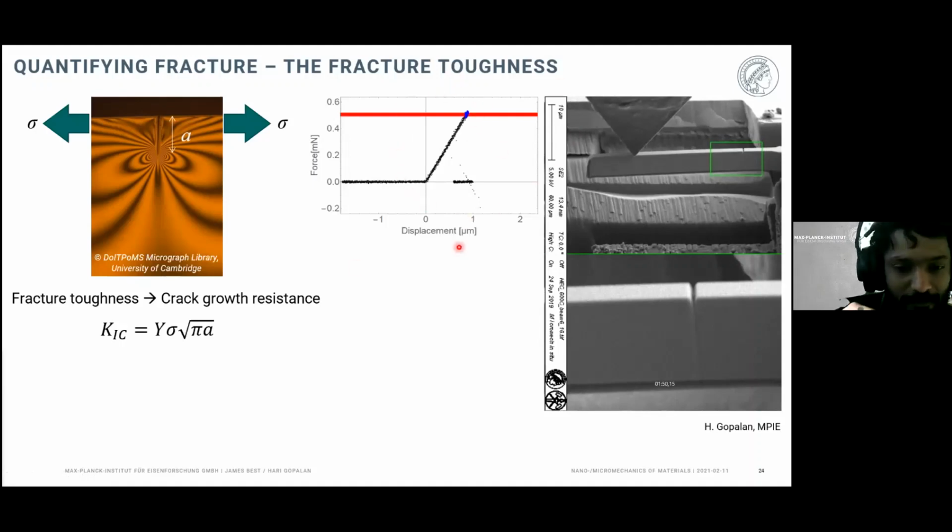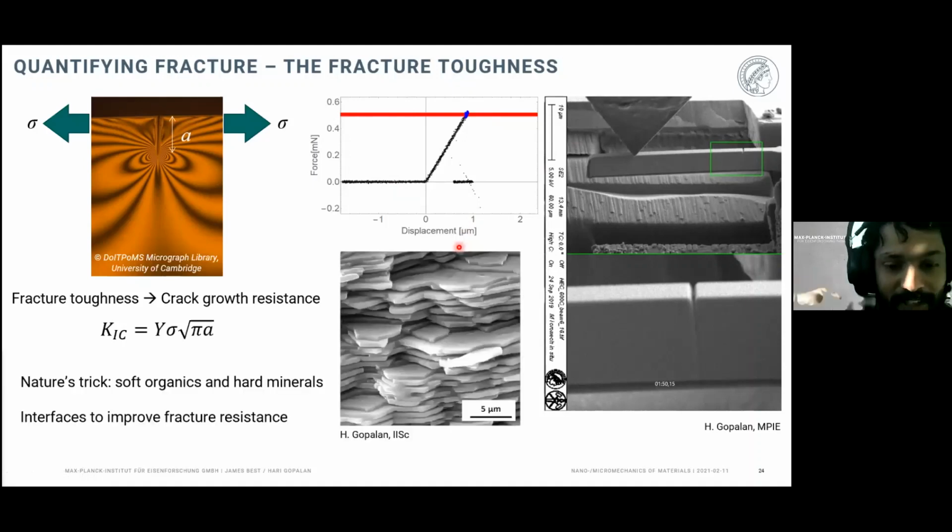Now, of course, this is of academic interest, but can we make things with improved toughness when we have only brittle materials at our disposal? We can take inspiration from nature, which is very, very clever. This is an example of nacre, a seashell. And when you subject it to fracture, it doesn't go straight and bang like the cantilever that we showed here, but the fracture path is very curved and tortuous.